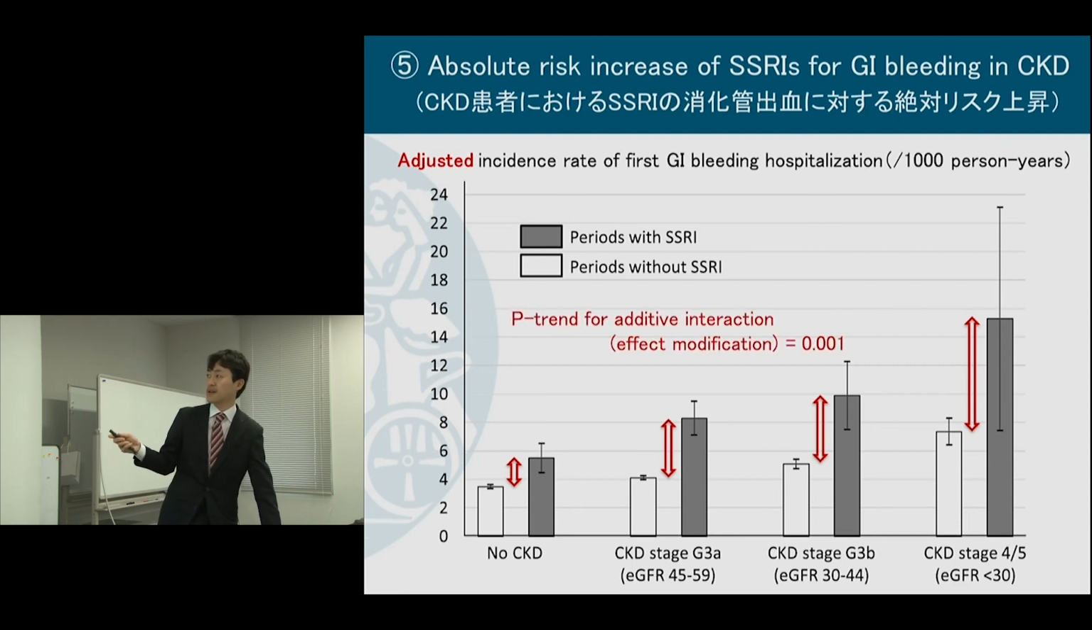And then I tested for interaction, or effect modification, which can be done in Stata just by putting a sharp mark in the Stata model, and this was significant. So now I confidently say that the absolute risk is increased according to the level of kidney function, even after adjusting for confounding factors.